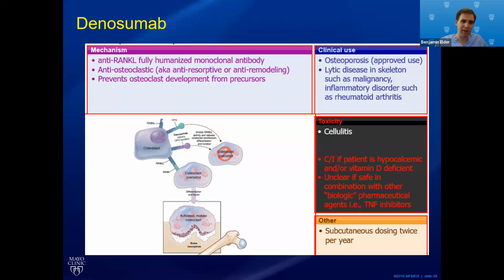And then denosumab, again, is a RANK-L inhibitor. And really what it does is prevent the pre-osteoclasts from developing into osteoclasts. And so this is given every 6 months, typically for 5 years.